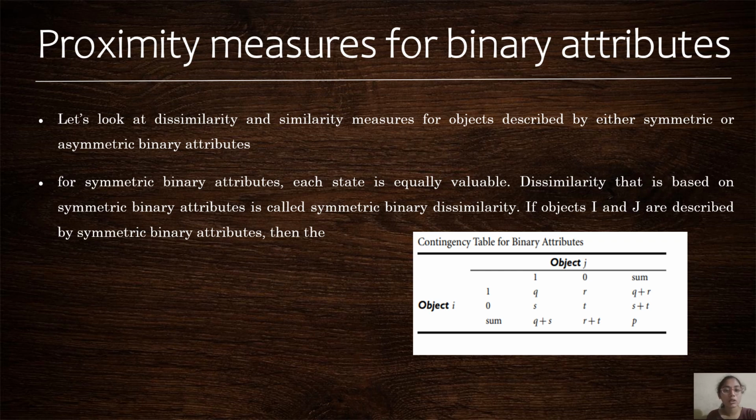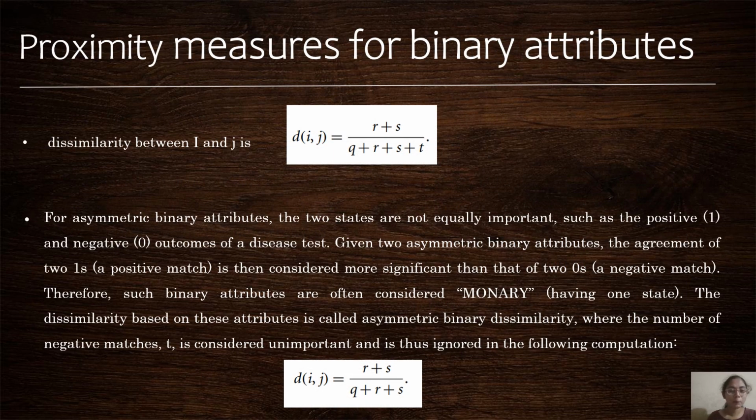For symmetric binary attributes, each state is equally valuable. Dissimilarity that is based on symmetric binary attributes is called symmetric binary dissimilarity. If objects i and j are described by symmetric binary attributes, then based upon this matrix, we assign the values to q, r, s, t. Dissimilarity between i and j is this, and it is called the dissimilarity of symmetric binary, and this is the dissimilarity of asymmetric binary. Based upon these two formulas, we can calculate the dissimilarity matrix for binary attributes.